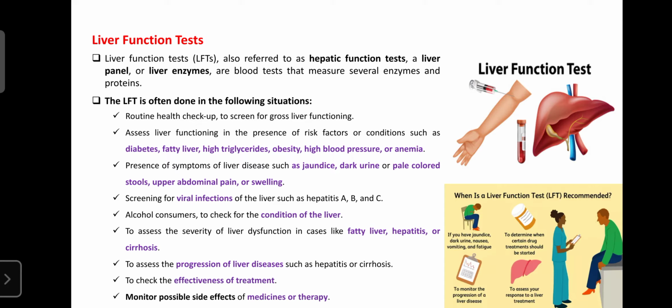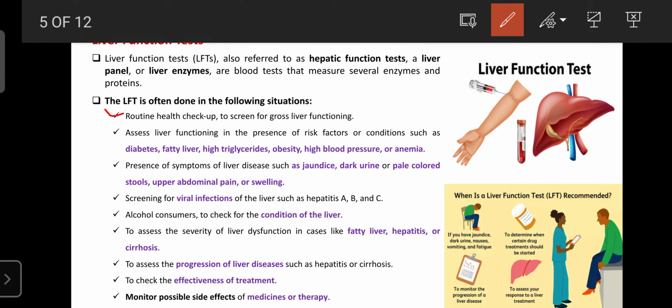That is the routine health checkup to screen gross liver functioning, then to assess liver functioning in the presence of risk factors or conditions such as diabetes, fatty liver, high triglycerides, obesity, high blood pressure, anemia. Due to these comorbid diseases, the doctor wants to know what the scenario of the liver is during these diseases.